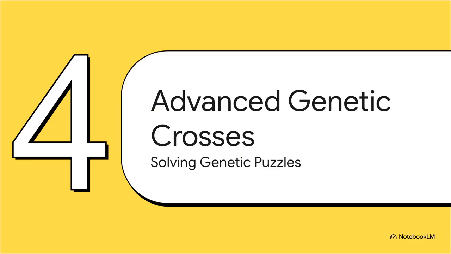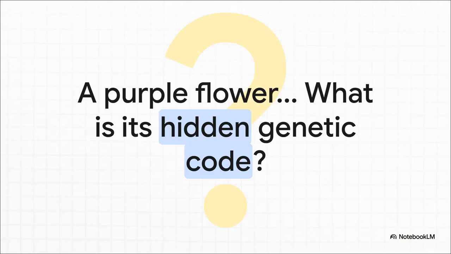All right, you've got the basics down pat, you're a pro. So now let's level up and use what we know to solve some trickier genetic puzzles. Okay, here's a good one. You see a purple flower. You know its phenotype is purple, but what's its secret genetic code? Is it a pure purple with 2 dominant big P's? Or is it a hybrid carrying a hidden little p? How in the world can we figure that out?